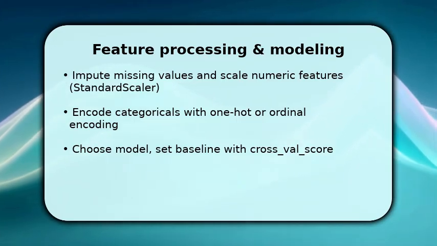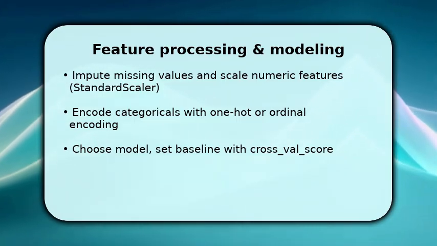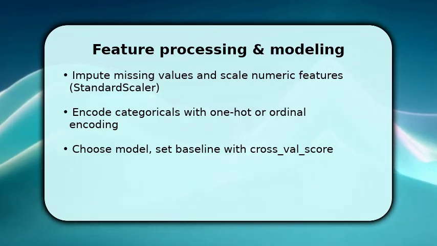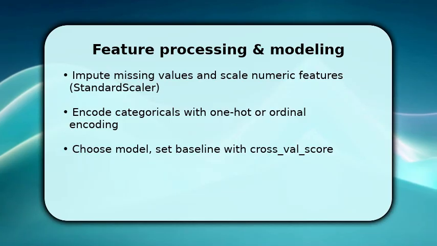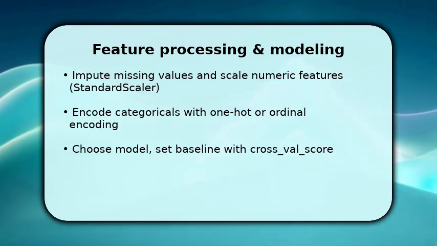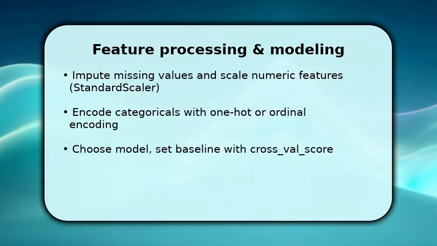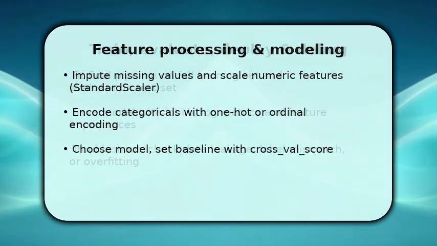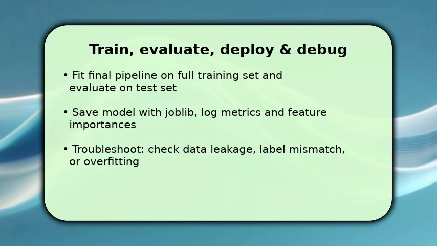Use cross-val score to measure baseline performance and inspect variance. Then tune a few hyperparameters with grid search CV or randomized search CV, keeping metrics that match your goal: accuracy, F1, or AUC. You finalize by fitting the selected pipeline on the entire training set and evaluating performance on the held-out test set to get an unbiased estimate.